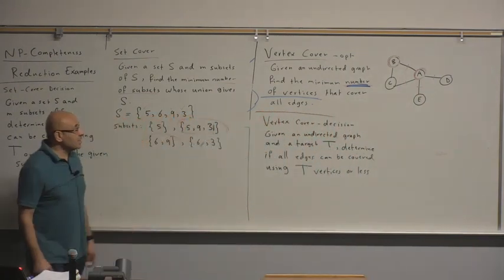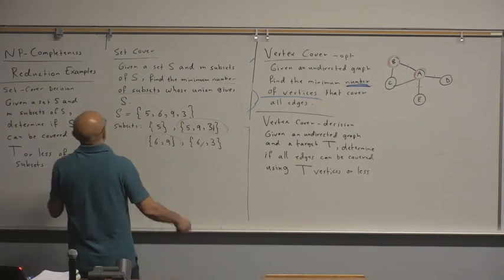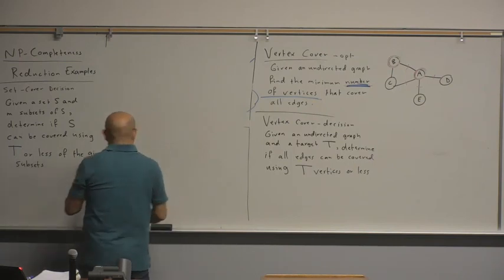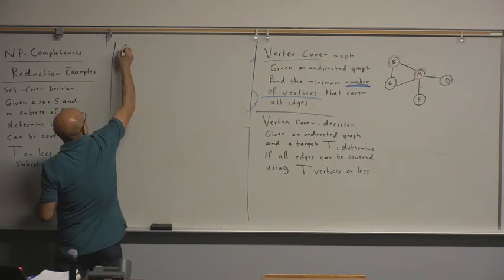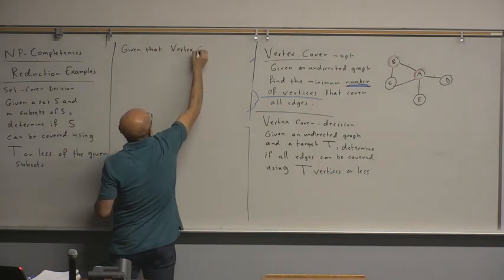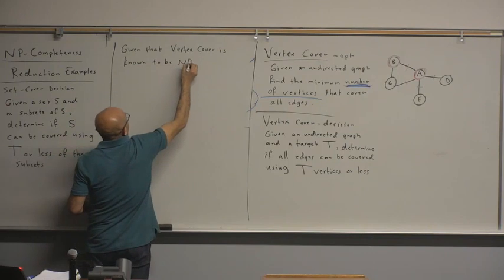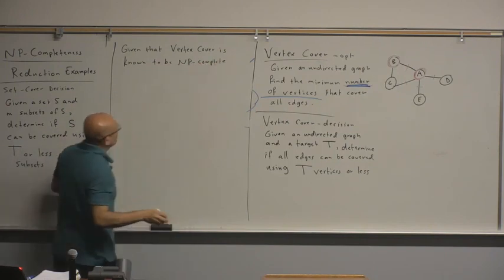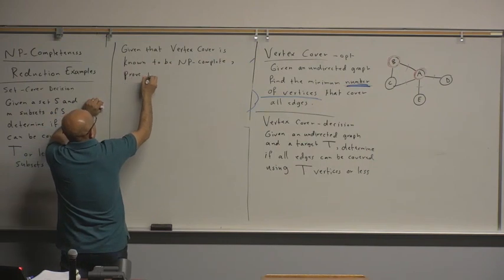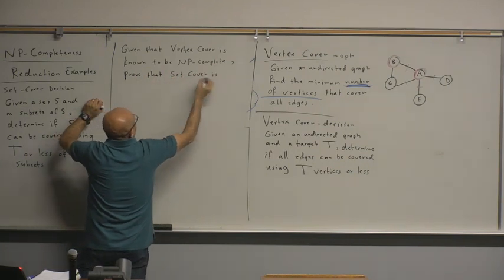Now, the question is, given that vertex cover is known to be NP complete, prove that set cover is NP complete.